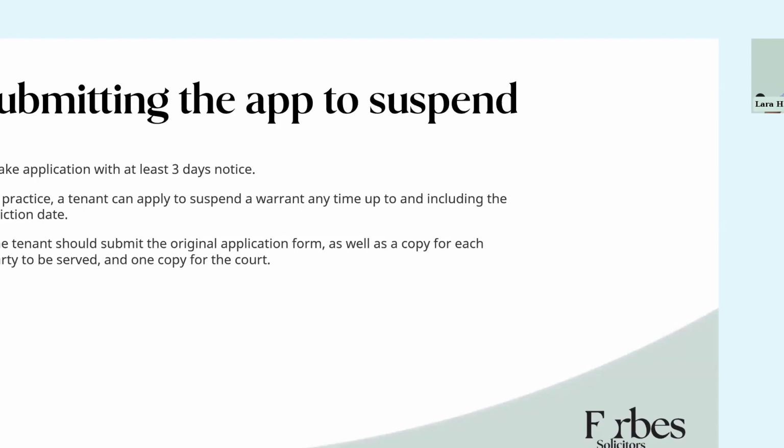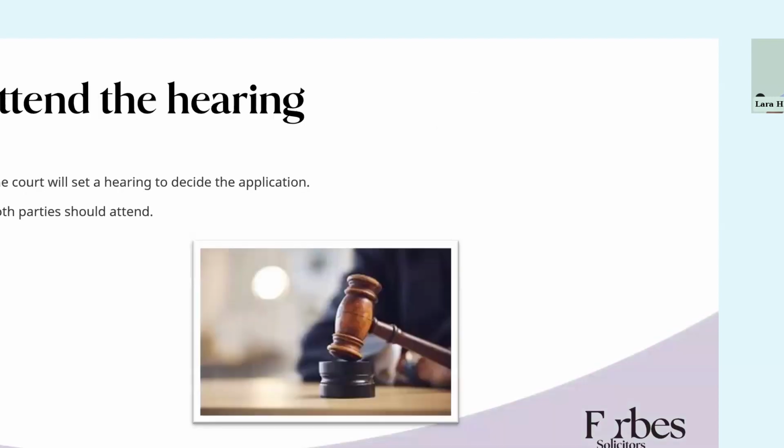But usually the courts will fit the hearing in before the eviction, even if it is very last minute. So the court will set a date for the hearing to decide the application, and both parties should attend. I have had it before where a tenant has made an application to suspend and then they don't bother to attend their own application hearing, and in those circumstances you would just ask for their application to be dismissed and the eviction to take place as planned. I'm not sure why they wouldn't necessarily attend their own application, but it does happen.